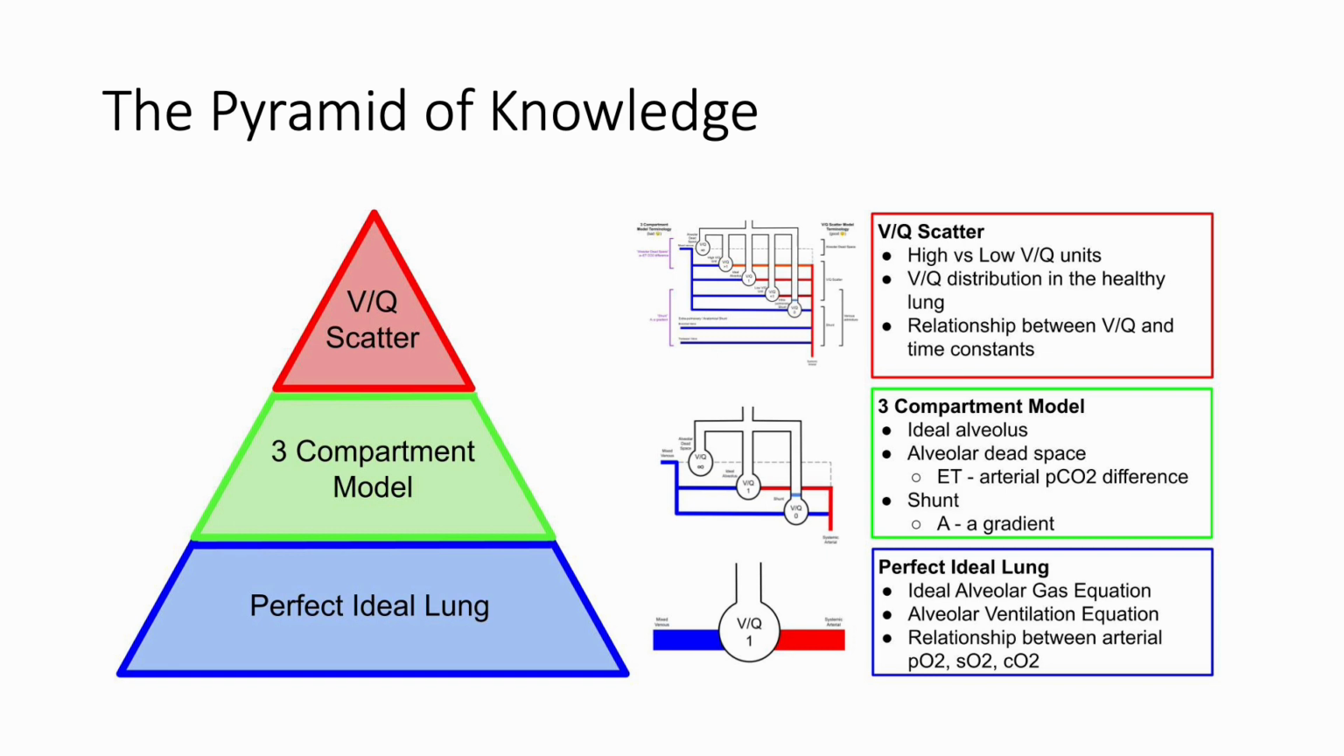So particularly, I think people seem to have difficulty with understanding how the concepts of dead space and shunt translate between the 3-compartment model and the VQ scatter model. And hopefully by doing it in this manner, it'll help to clear up some of the confusion that you might have.